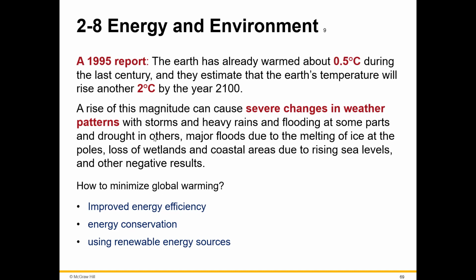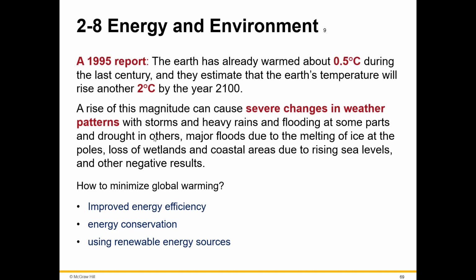And then a 1995 report has shown that the earth has already warmed about 0.5 degrees Celsius in the last century, and they estimate that the earth's temperature will rise another 2 degrees Celsius by the end of 2100, and a rise of this magnitude can cause severe changes in weather patterns with storms, heavy rains, flooding, droughts, things like that. And so it may not seem like a lot, but we're in what's called the Goldilocks zone for the universe, and it is incredibly fragile.